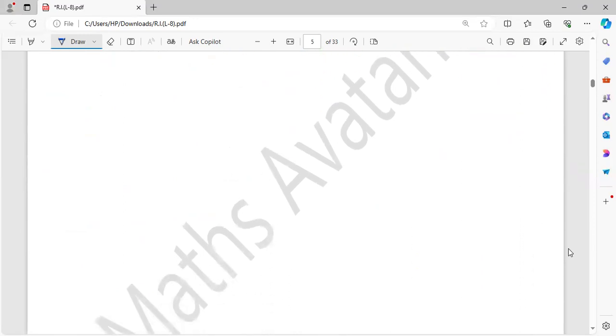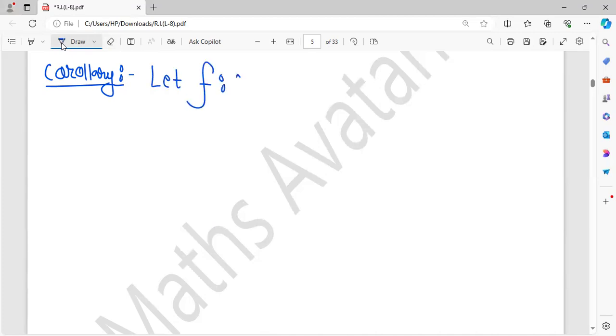Now we'll write a corollary. Corollary means it is a small result which comes by theorem, which immediately follows from the main result. We have proved the theorem and we are going to write a small result.